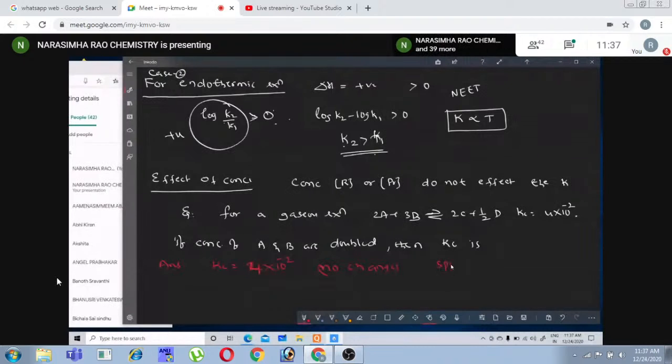The special point is that Kc or Kp does not depend on the concentration of either reactants or products. It's clear na children? Children, it's clear now. Tell me. Yes, sir. Yes, sir.